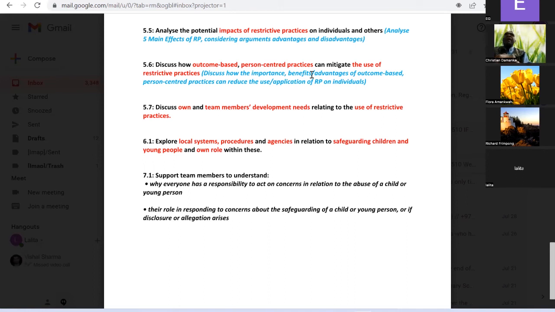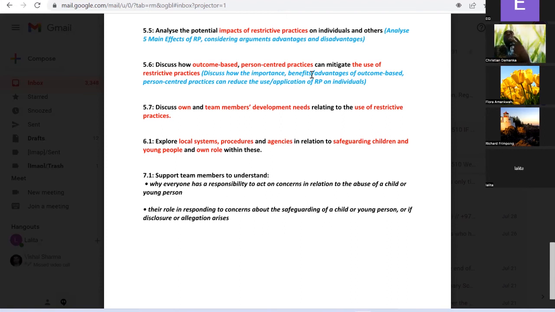There is, or we have what we call NSPCC. Anyone heard of NSPCC? Then we have Childline. Anyone heard of Childline? Then we have Save the Children. Anyone heard of Save the Children? All of these are agencies that, sorry? Yeah, they work with children, all of these organizations. Very good. So those are agencies that have to do with safeguarding children and young people. So basically you explore them, you talk about them, identify them, talk about their role in safeguarding.